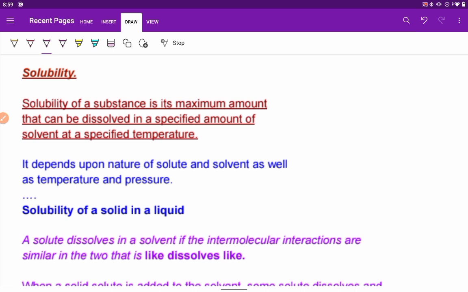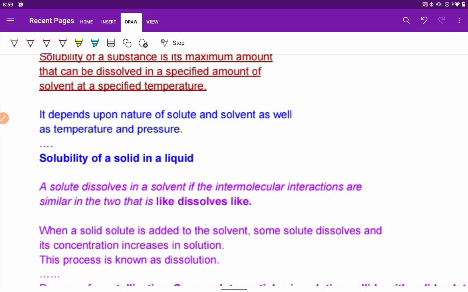So we can say that polar solutes dissolve in polar solvents and non-polar solutes dissolve in non-polar solvents. So we can say that any solute will dissolve in a solvent if intermolecular interactions are similar. And this we can also state in a way that like dissolves like. So either we can say that intermolecular interactions are similar, or we can say that like dissolves like. So these are the two ways of putting it.